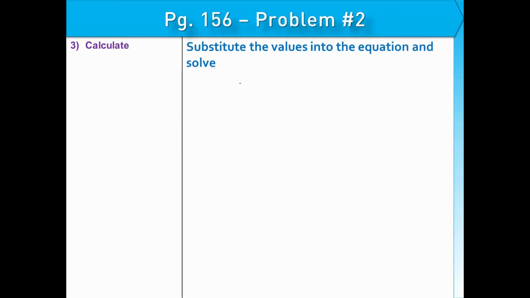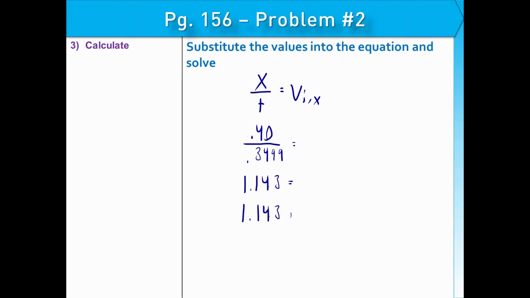So using the equation that I found from the last slide, I have displacement over time is equal to initial velocity in the x direction. I'll go ahead and plug in my values. I have 0.40 all over 0.3499. Dividing those two numbers, I get 1.143. Now, since this is my velocity, I have to remember to add my units. 1.143 meters per second equals initial velocity in the x direction then.